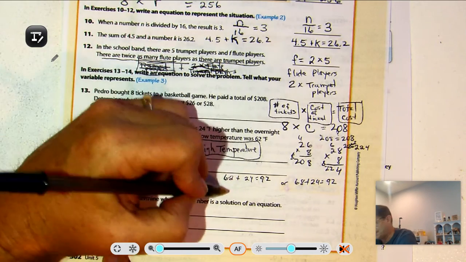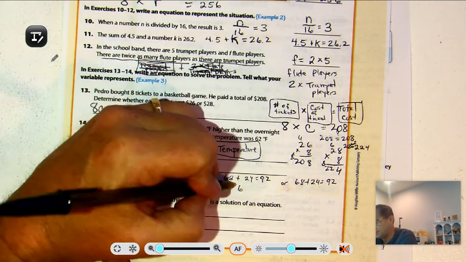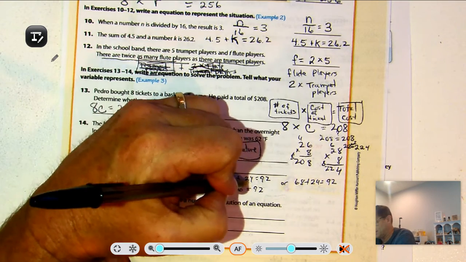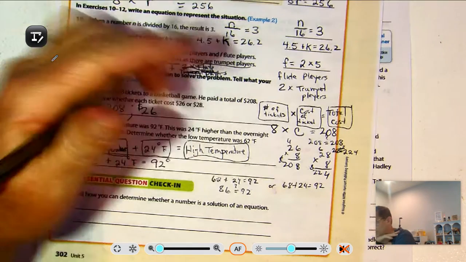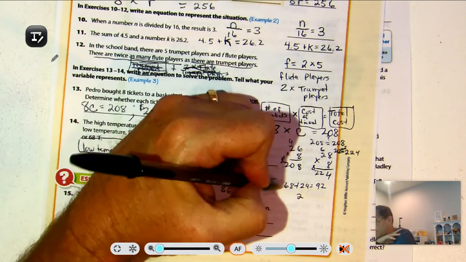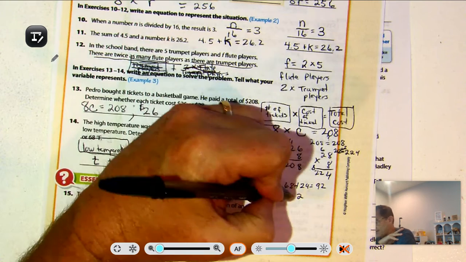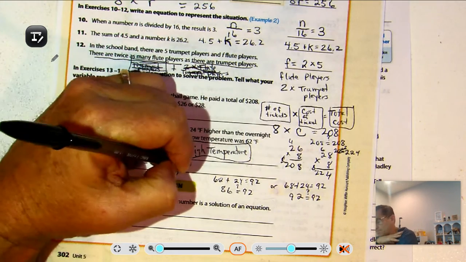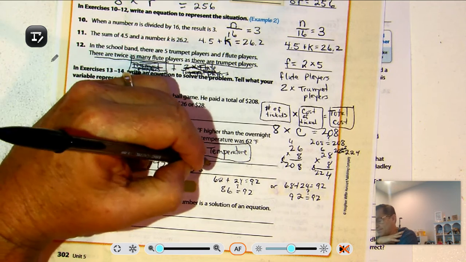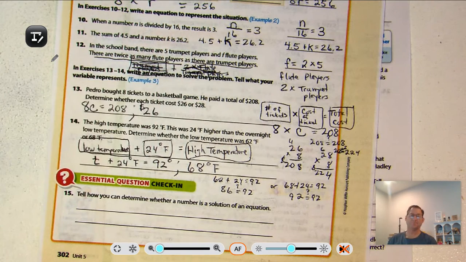Well, 2 and 4 is 6. 6 and 2 tens is 8 tens. So 86 does not equal 92. So 8 plus 4 is 12. Regroup, 6, 8, 92. All right, so the low temperature was 68 degrees Fahrenheit.